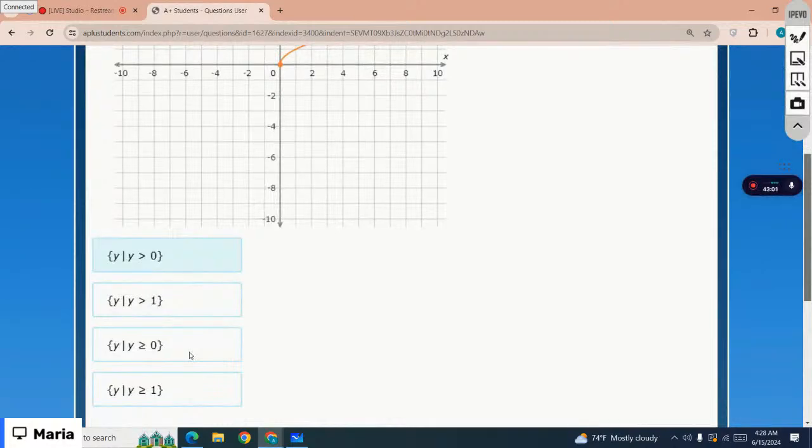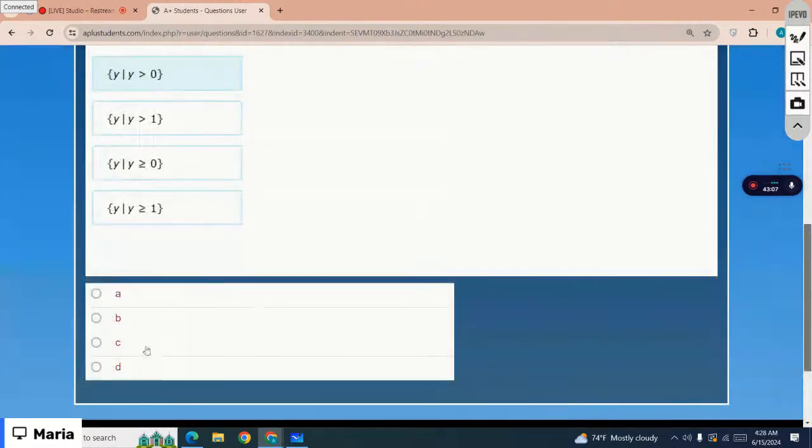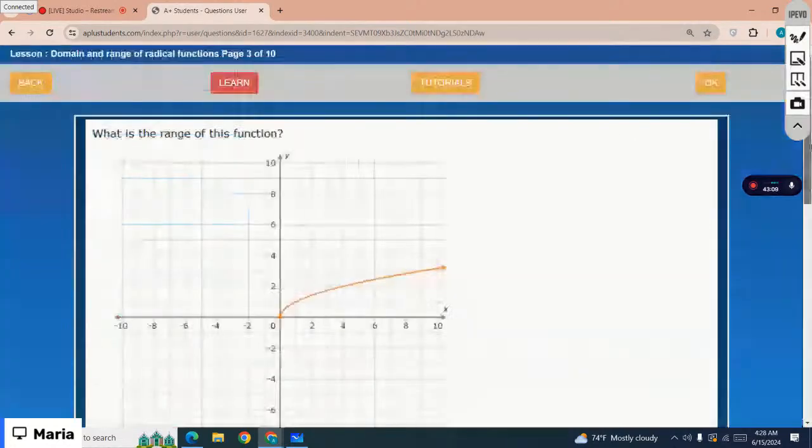That is y is less than or equal to 0, because the graph starts from the origin. So the correct option is option C.